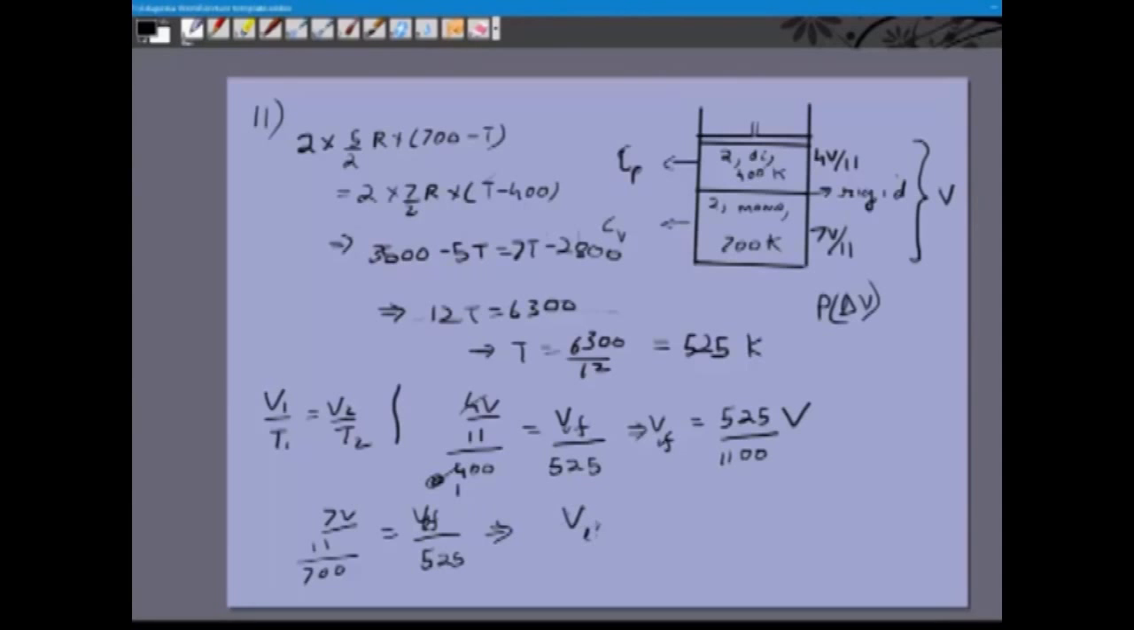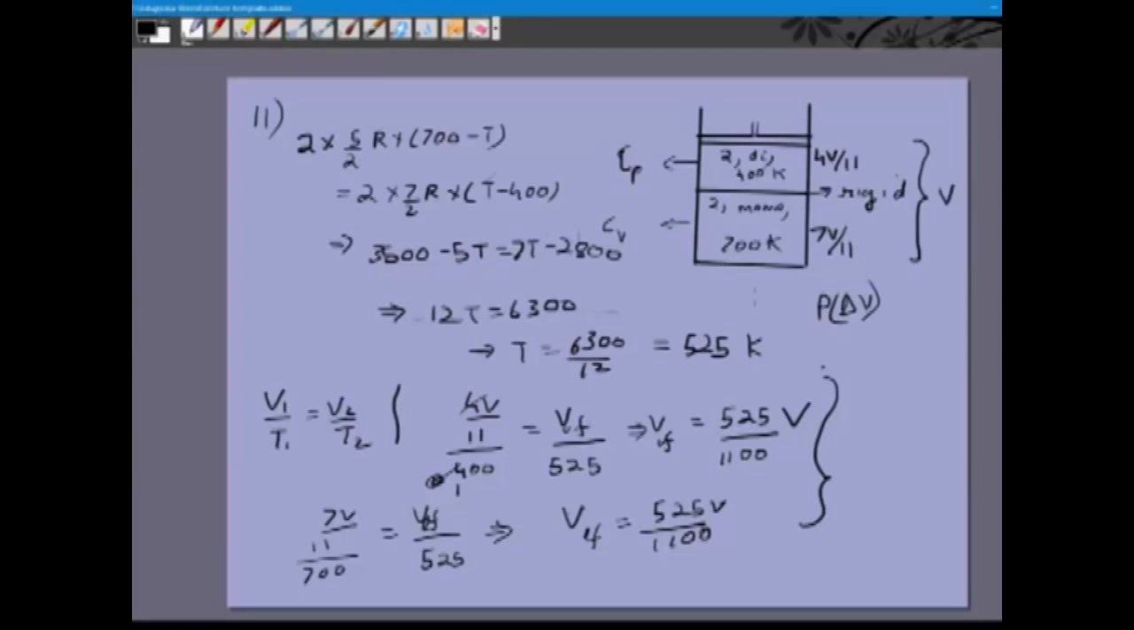V lower final is equal to 525V by 1100. Right. They don't need to add up to V because the total volume does not need to be constant. So these are the two final cases. Right. Let's assume the pressure throughout is P. We'll calculate its value at the end.